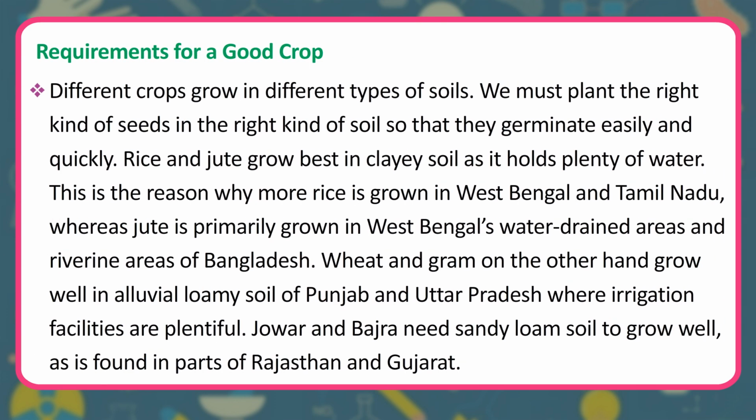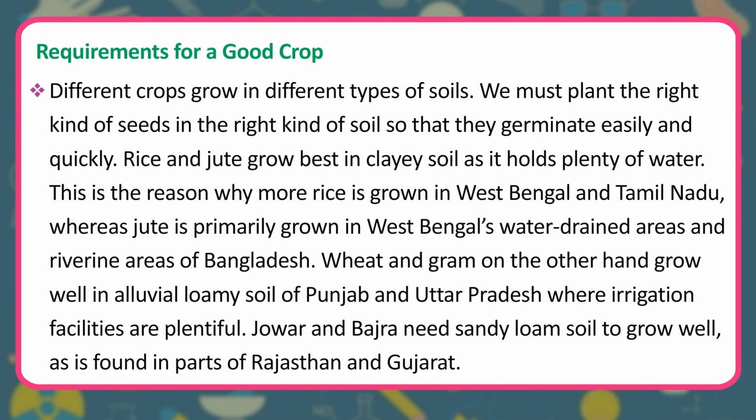Requirements for a good crop. Different crops grow in different types of soils. We must plant the right kind of seeds in the right kind of soil so that they germinate easily and quickly. Rice and jute grow best in clayey soil as it holds plenty of water. This is the reason why more rice is grown in West Bengal and Tamil Nadu, whereas jute is primarily grown in West Bengal's water-drained areas and riverine areas of Bangladesh.